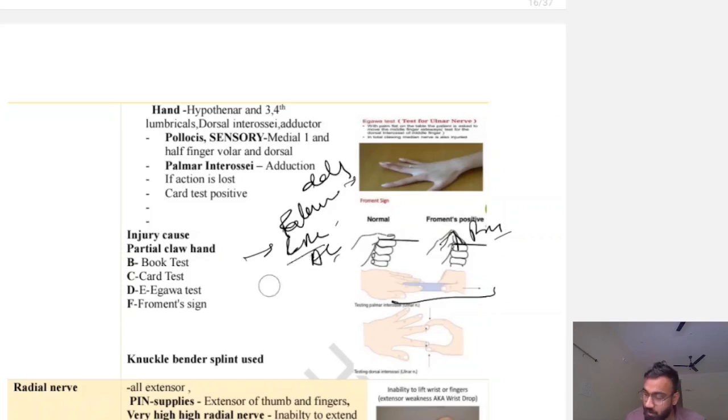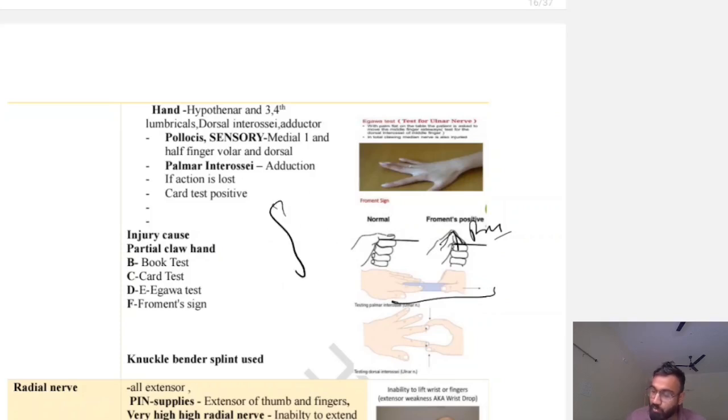Okay. Next is Igawa test. The patient is not able to move the middle finger, abduct or adduct. This is known as Igawa test. Froment sign I have already explained.